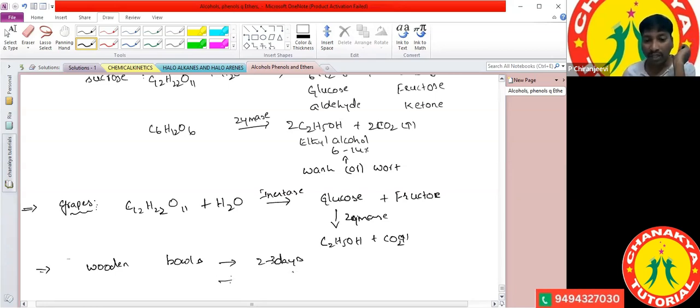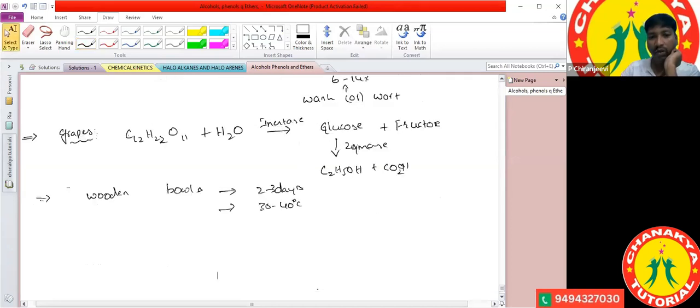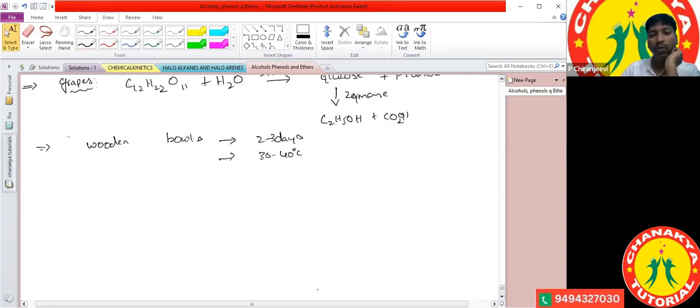And what temperature do they maintain? They maintain 30 to 40 degrees Celsius. If you maintain less than 30 degrees, it does not undergo the fermentation process.